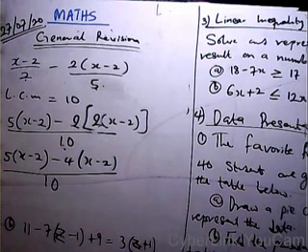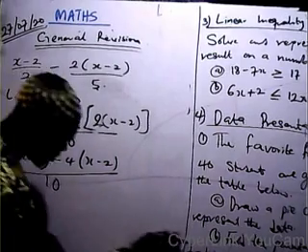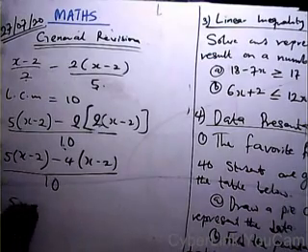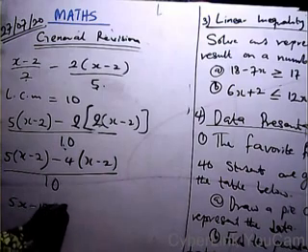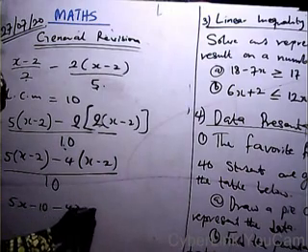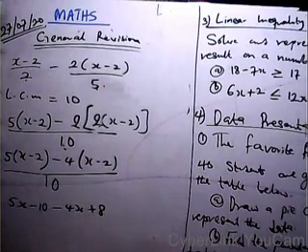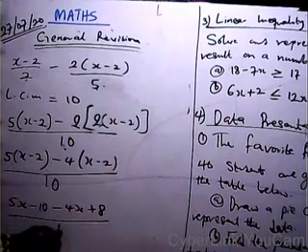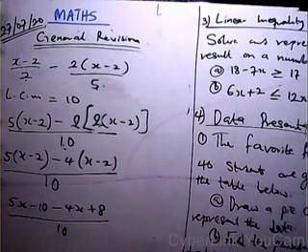Then we expand this. Now we have 5x minus 10 minus 4x plus 8. Do you agree? Minus times minus is plus. Let's go further, 10 is the denominator.